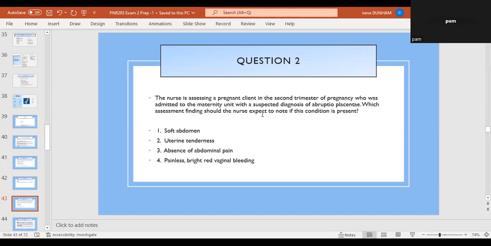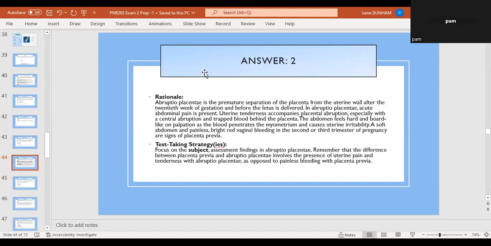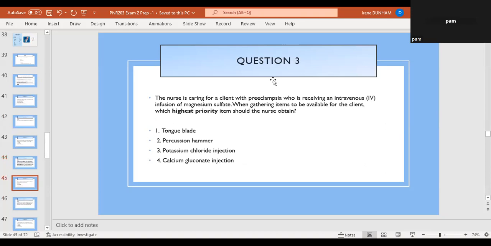Let's see if you got it. You should think you got it in this one. Hey, there it is. So here's your test-taking strategy. You focus on the subject, the assessment findings, and abruptio placentae. Remember that the difference between placenta previa and abruption involves the presence of uterine pain and tenderness with abruptio placentae, as opposed to painless bleeding with placenta previa. So that's how you take it apart.